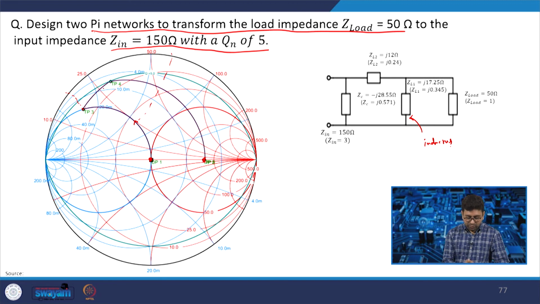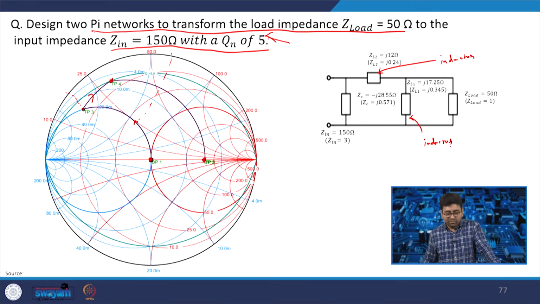So, when you are again moving up, that means you are adding an inductor. Again moving up, but now you are using a red line. When you are using a red line, that means you are moving on the Z plane and adding an inductor in series. We are moving up, so this will also be an inductor. And one more thing, we are touching the Q equal to 5 circle because our requirement is to get the quality factor 5.